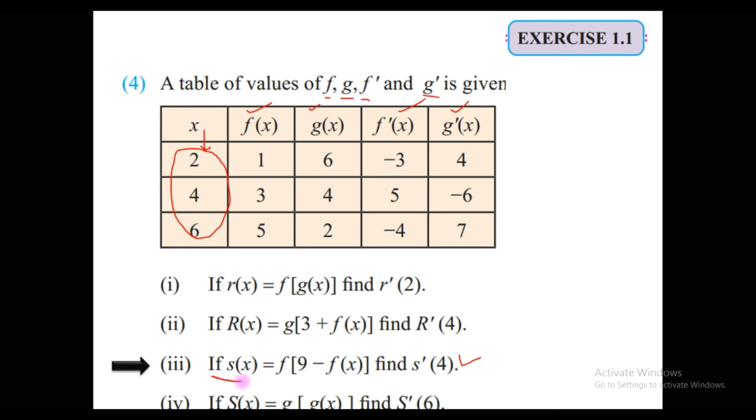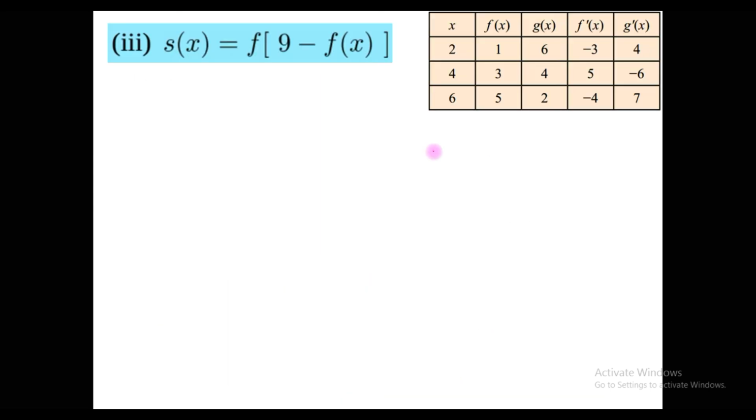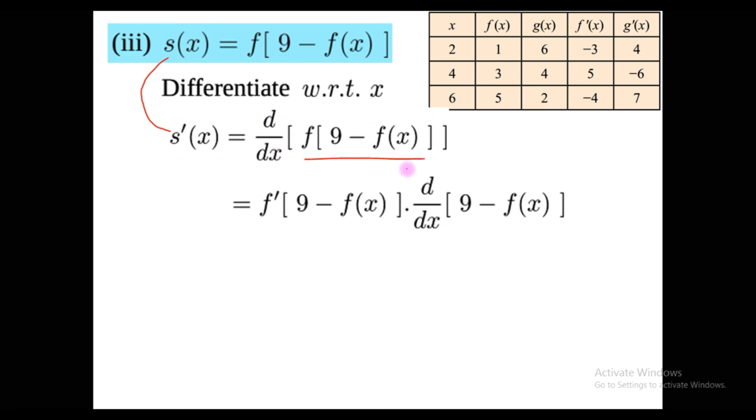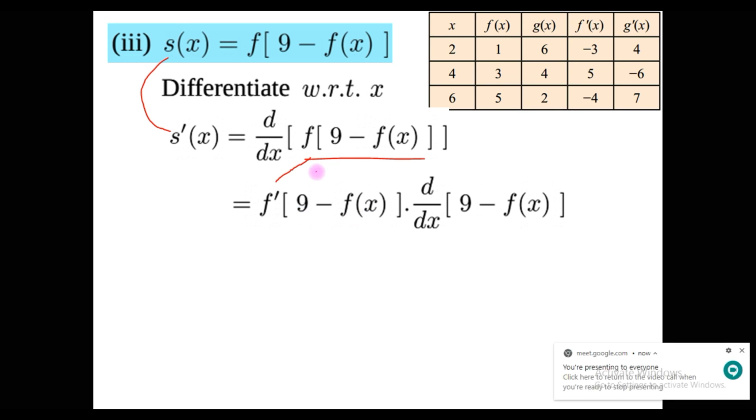Here s of x is given, which is equal to f of 9 minus f of x, and we are asked to find s dash of 4. See, this outer part I have kept as it is. Now if I differentiate this, s becomes s dash of x, and the derivative of this part is d by dx of this whole thing. So the derivative is f dash of 9 minus f of x, and the derivative of the inside part, I kept it over here.